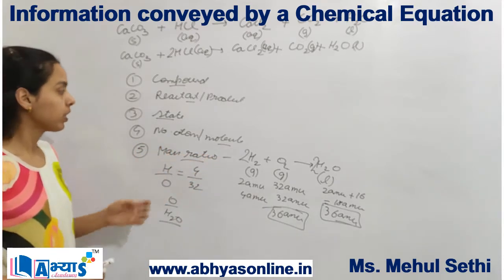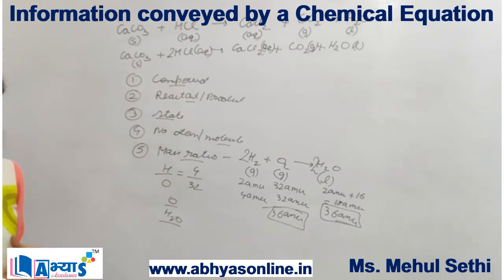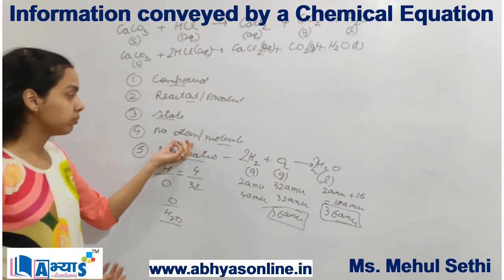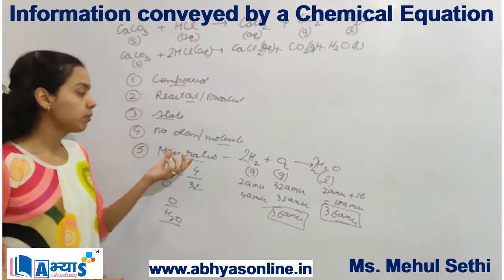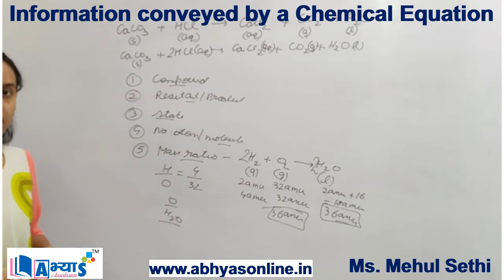So these were the 5 important pieces of information which we can get from a balanced chemical equation. Clearly all chemical reactions and all chemical equations must be balanced. Only then can you find out the total number of atoms, total number of molecules and the mass from this type of chemical equation.